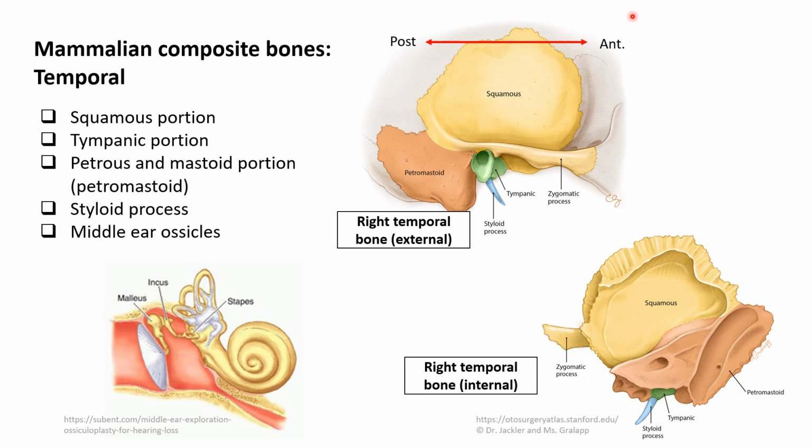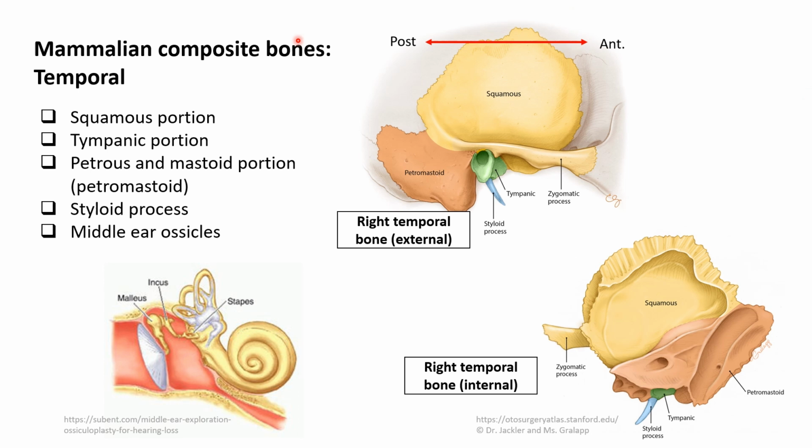The petrosal bone is only visible in the sagittal section of a skull because it's located interior, and sometimes the petrosal bone has an externally visible mastoid process, which you can feel as that bony process below your ears. So the petrosal bone plus its mastoid process is sometimes called the petromastoid bone.